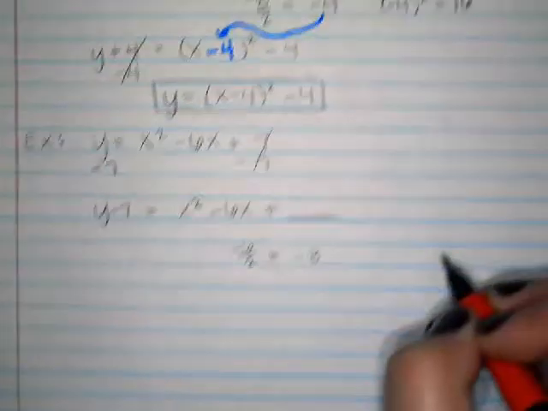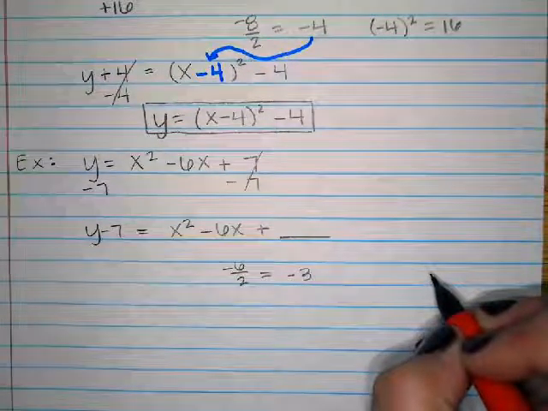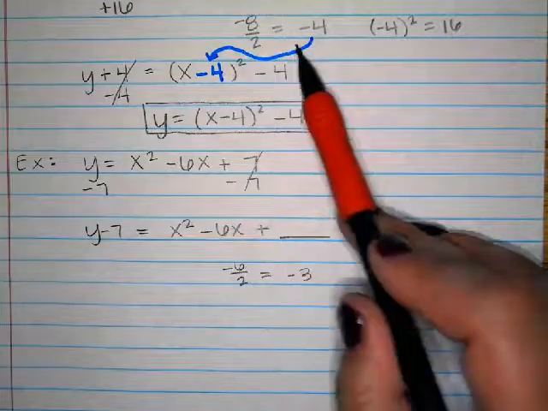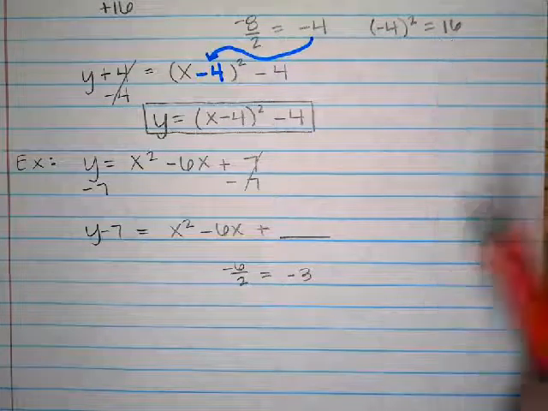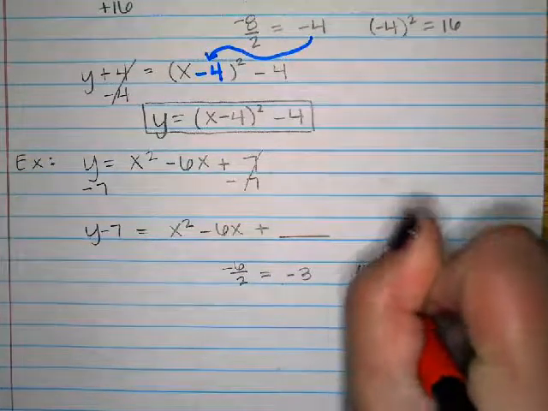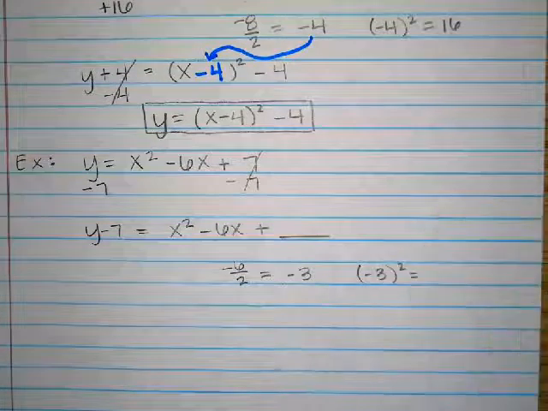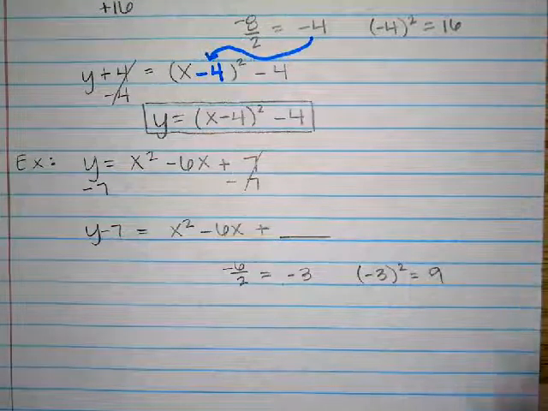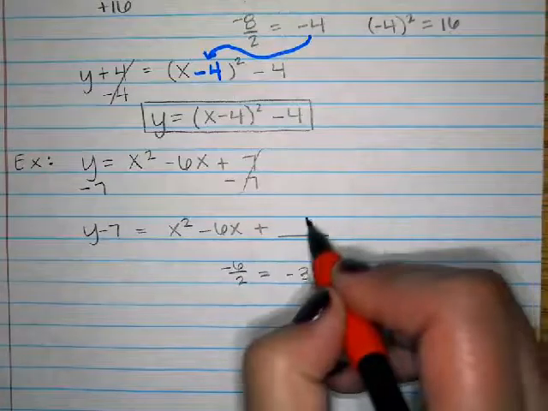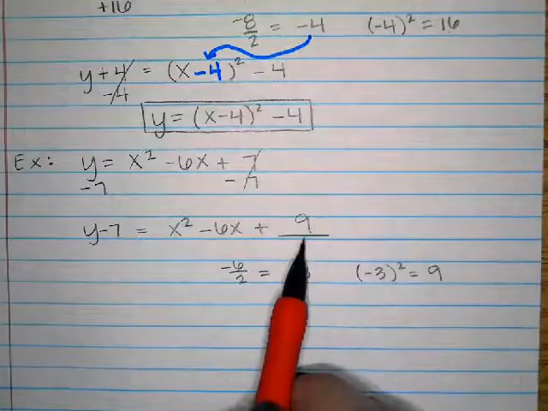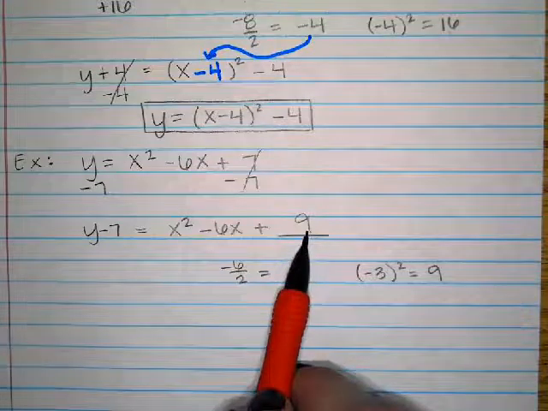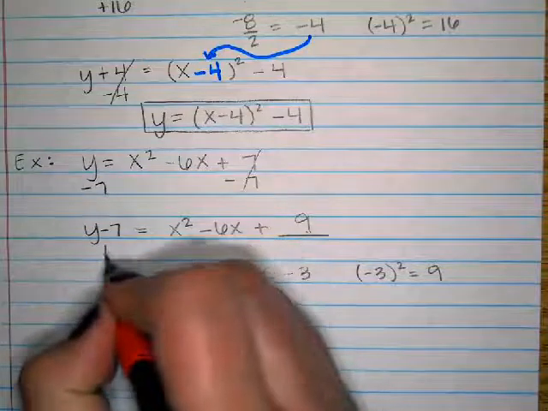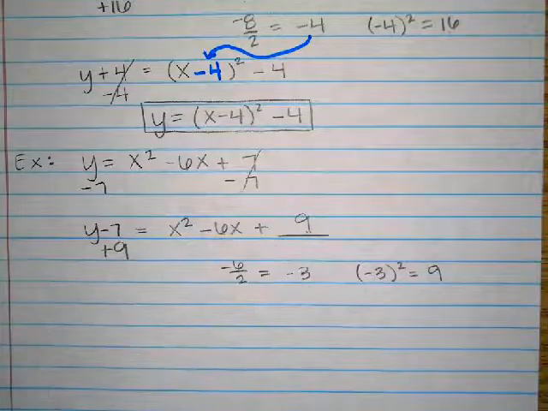And then what do we say about the negative 3? Yeah, we take the negative 3 and we square it, just like we did up here. So negative 3 squared is 9, okay? So 9 is the number that goes in the blank. And if we added a number on the right side of the equation, what do we have to do on the left side of the equation? We have to add 9 to the left side as well. So we have to make sure we're doing the same thing to each side.